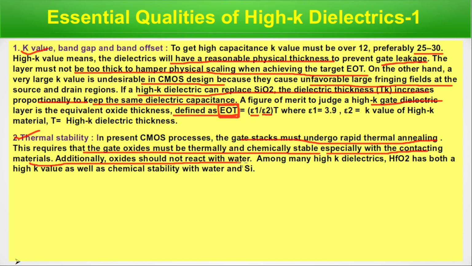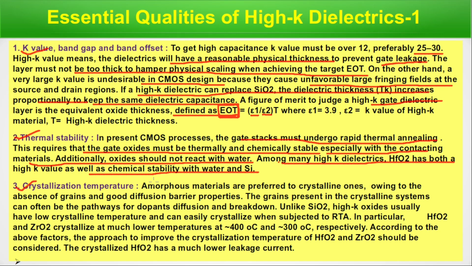Additionally, oxide should not react with water. Among many High-K dielectrics, hafnium oxide has both a High-K value as well as chemical stability with water and silicon. With crystallization temperature, amorphous materials are preferred to crystalline ones owing to absence of grains and good diffusion barrier properties. The grains present in the crystalline system can often be pathways for dopant diffusion and breakdown.